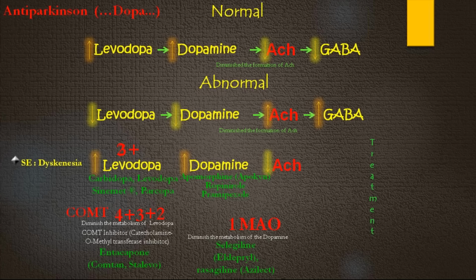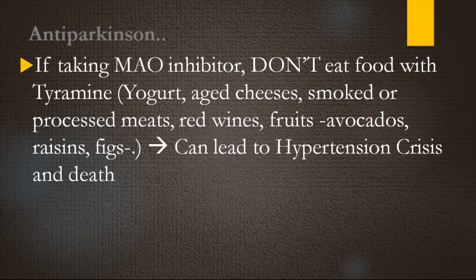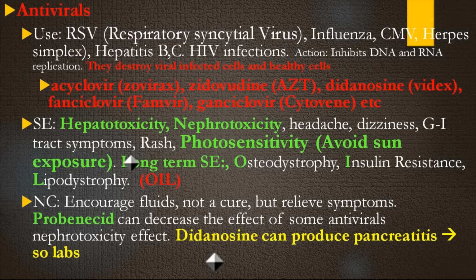What this anti-Parkinsonism does is increase the levels of dopamine. You know, the Parkinson is controllable, but we cannot cure Parkinson, and it is the imbalance between the acetylcholine and the dopamine. If taking MAO inhibitors, that is the L-Deprenyl or selegiline, don't eat food with tyramine. Tyramine is contained in yogurt, cheeses, wines especially, and what it's going to do is lead into a hypertensive crisis. It can lead to death.